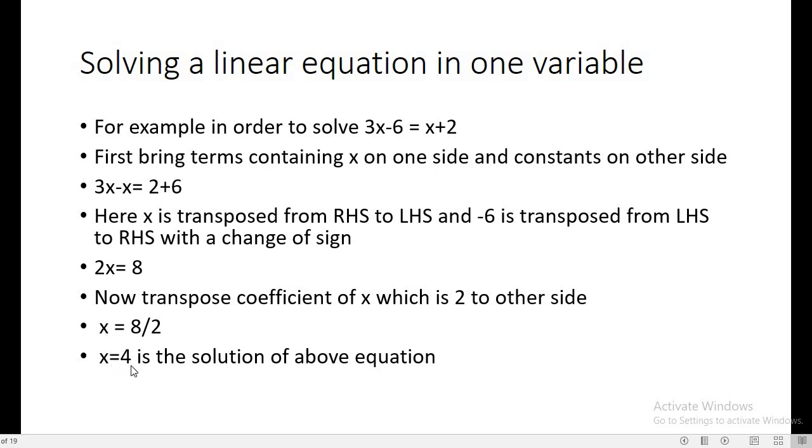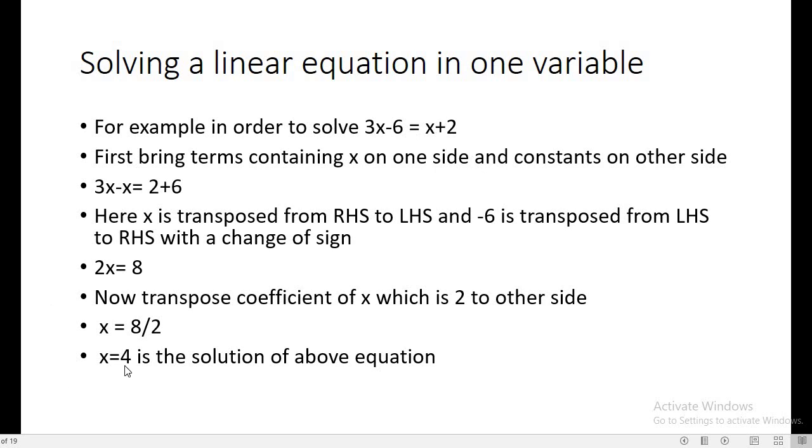You can also confirm it by putting it back into the equation. If you want to check your solution, what you can do is put x equal to 4 in the left hand side and then put x equal to 4 in the right hand side and check whether left hand side is equal to right hand side or not.